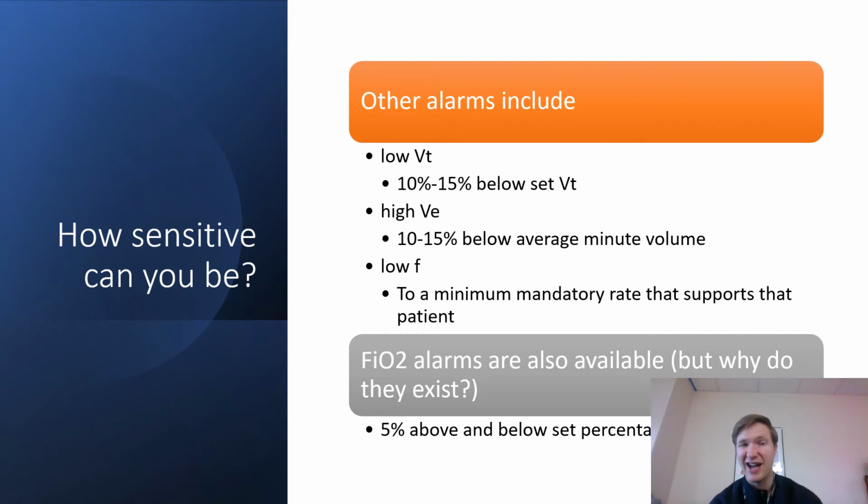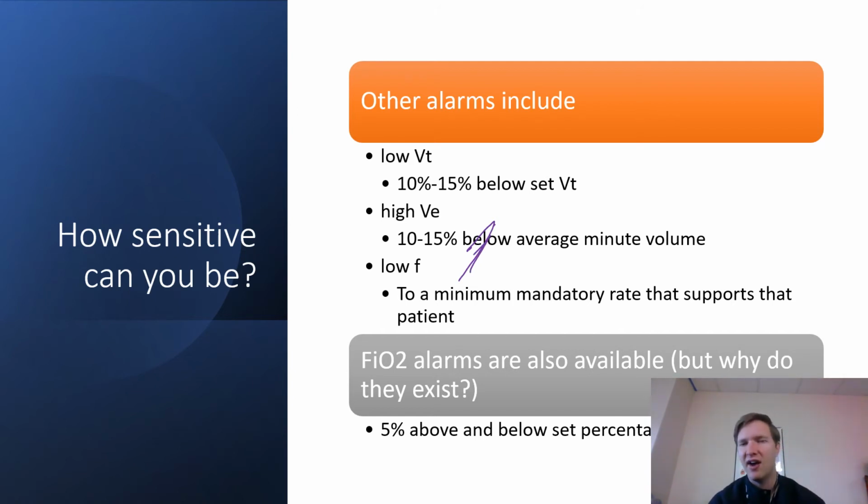Speaking of minute ventilation, the high minute ventilation alarm usually is set 10 to 15%, I think, above the average minute volume. So the high minute ventilation is 10 to 15% above the average minute volume. So change that from below to above, right? So that's what we're looking at there.